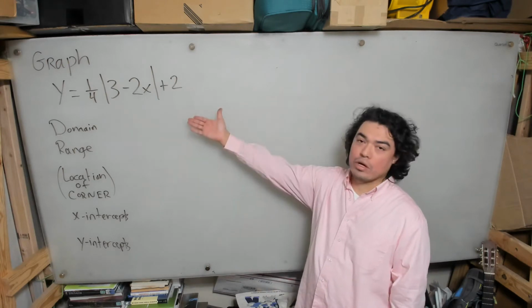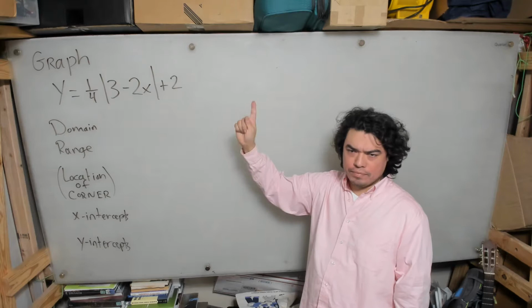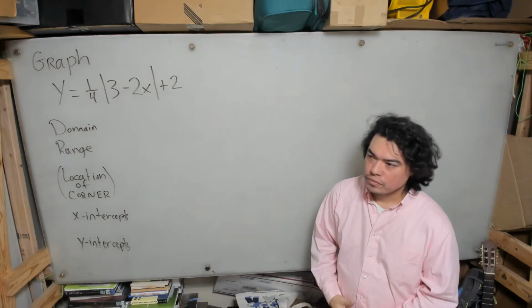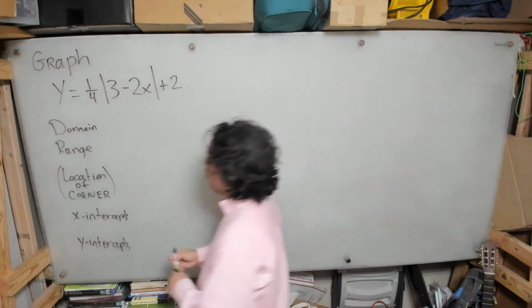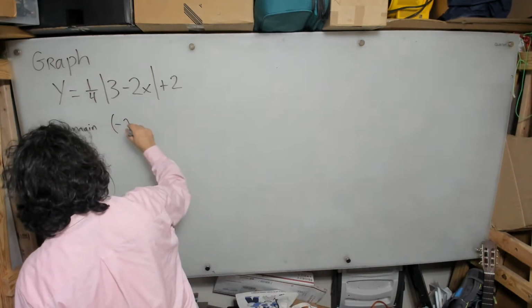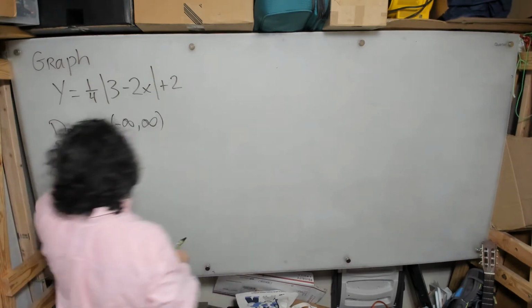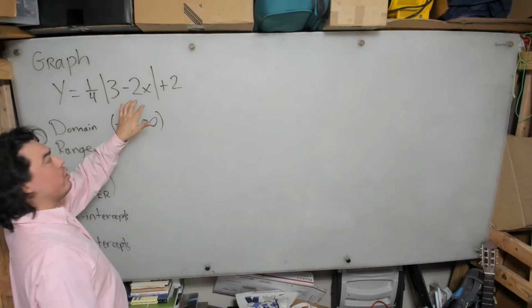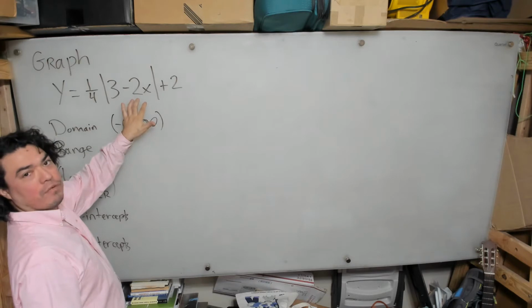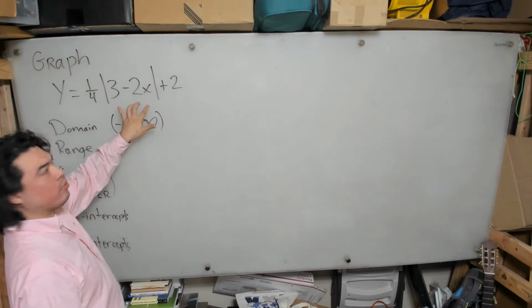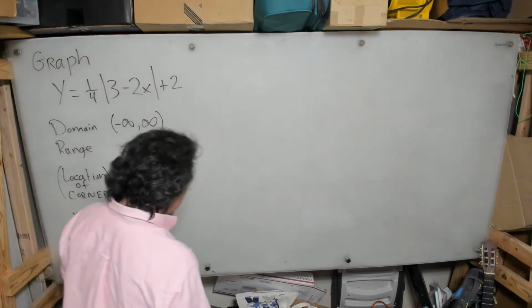So now we're going to graph this absolute value equation, okay? The first thing we need to do is find out what the domain is. In this case, the domain will be from negative infinity to infinity, okay? That's because I can calculate the value of this expression for any real number x, and I can take the absolute value of any real number, so there are no restrictions here.